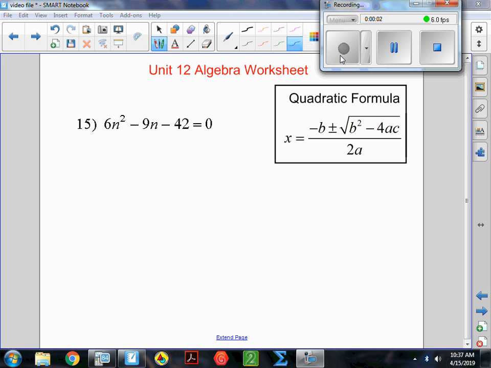Okay, number 15, quadratic formula. I could factor out a common factor and then do the quadratic formula. I'd get the same answer, but I'm not going to do that. I'm just going to do the quadratic formula because that's how most of you guys are going to do it.